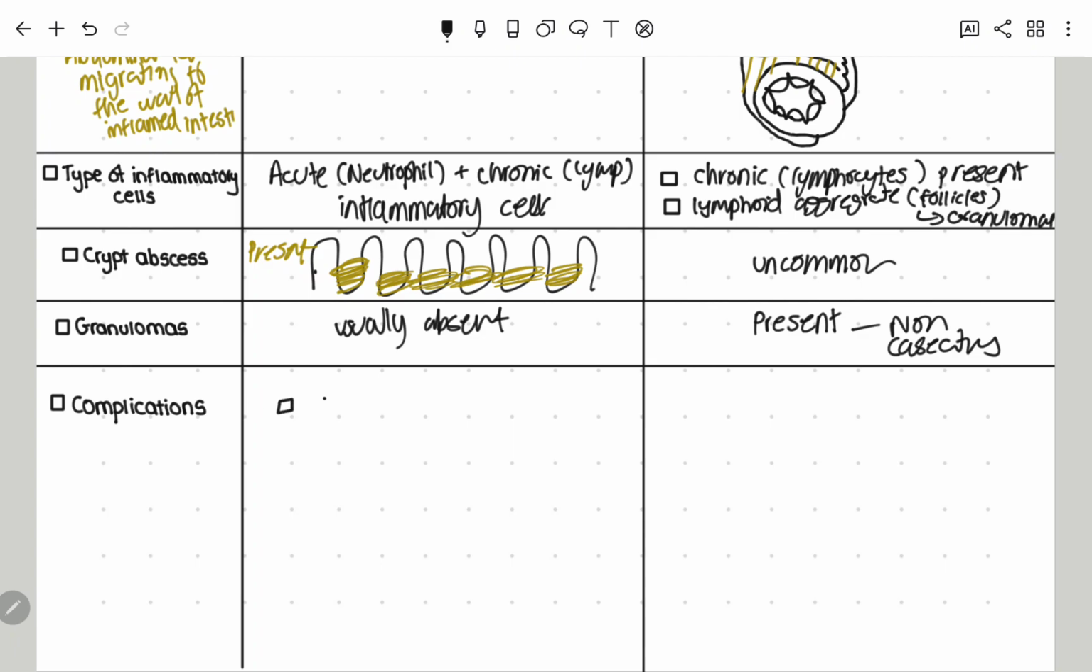So the first one with ulcerative colitis is something we call fulminant colitis.